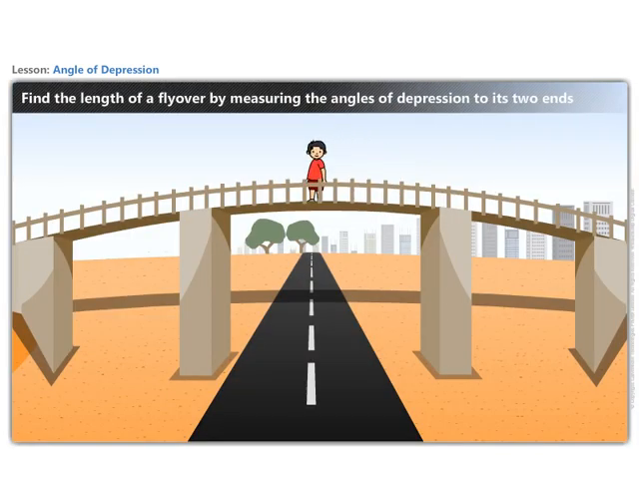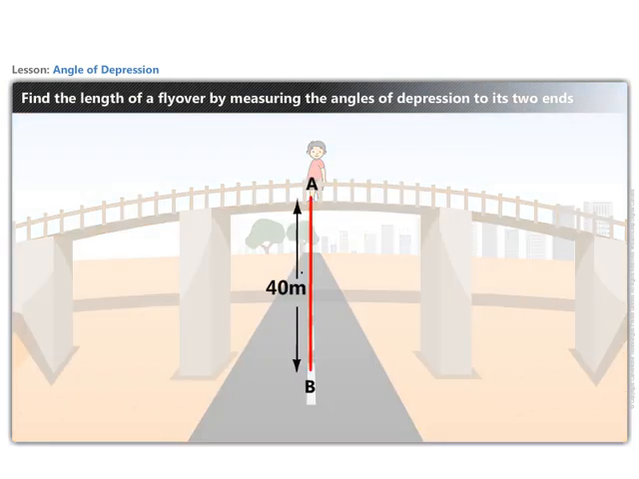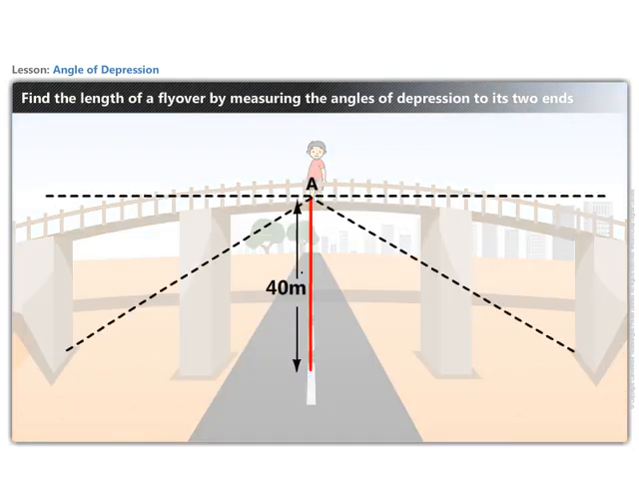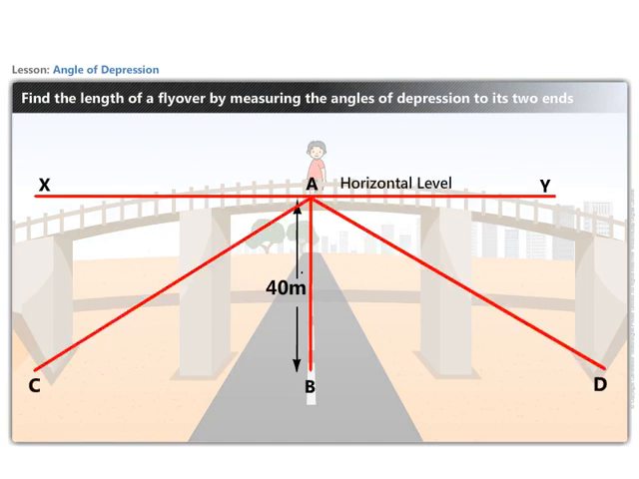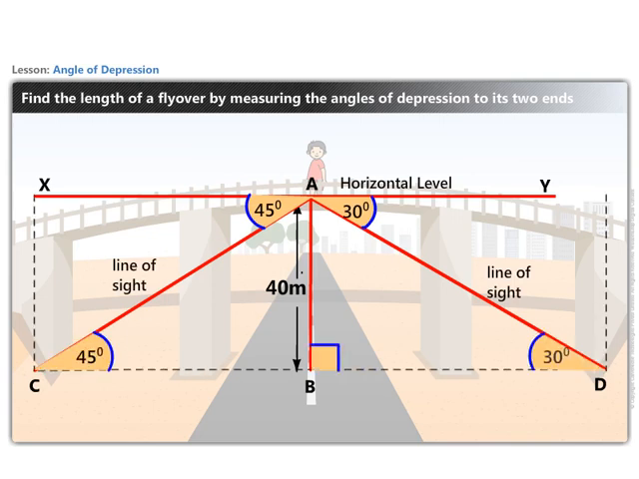A boy is standing at the highest point on a flyover whose height is 40 meters and observes that the angles of depression of the two ends of the flyover are 30 degrees and 45 degrees. Find the length of the flyover.